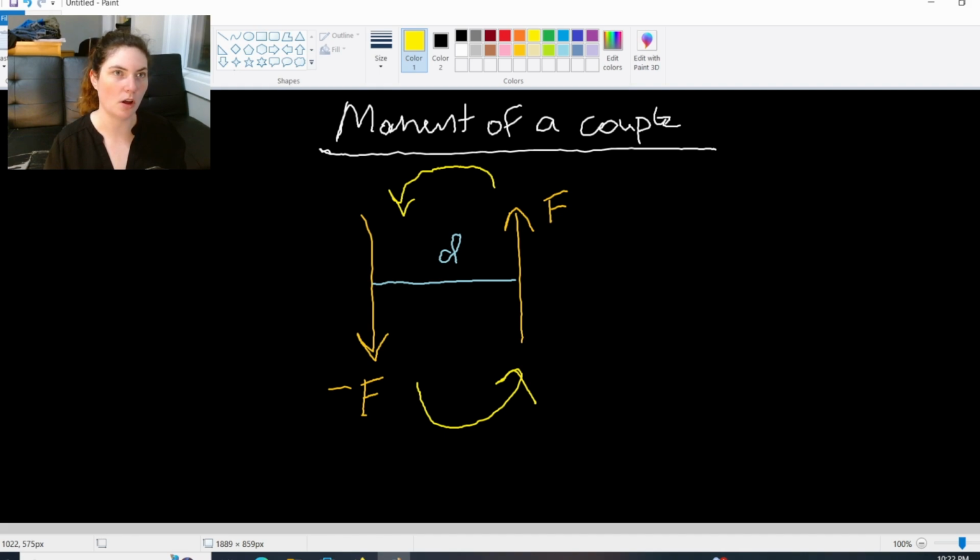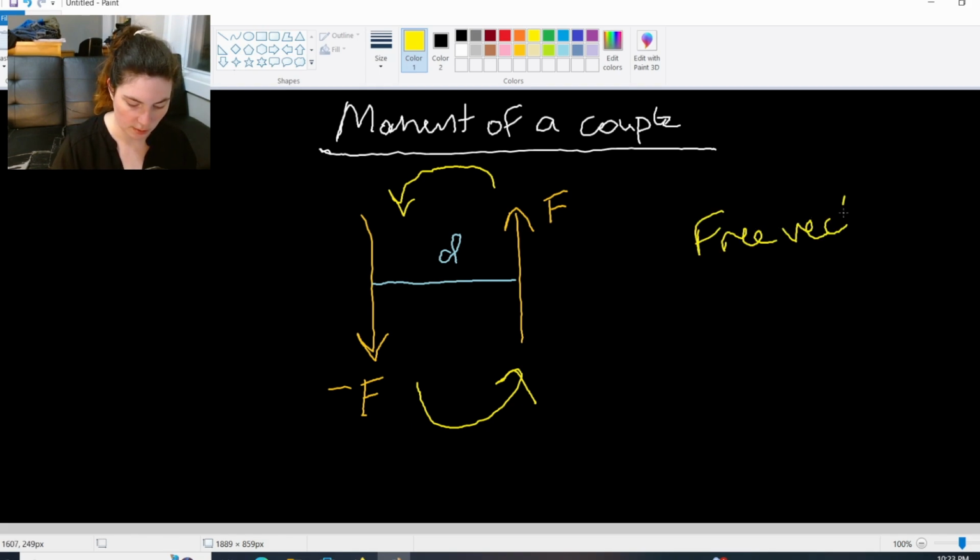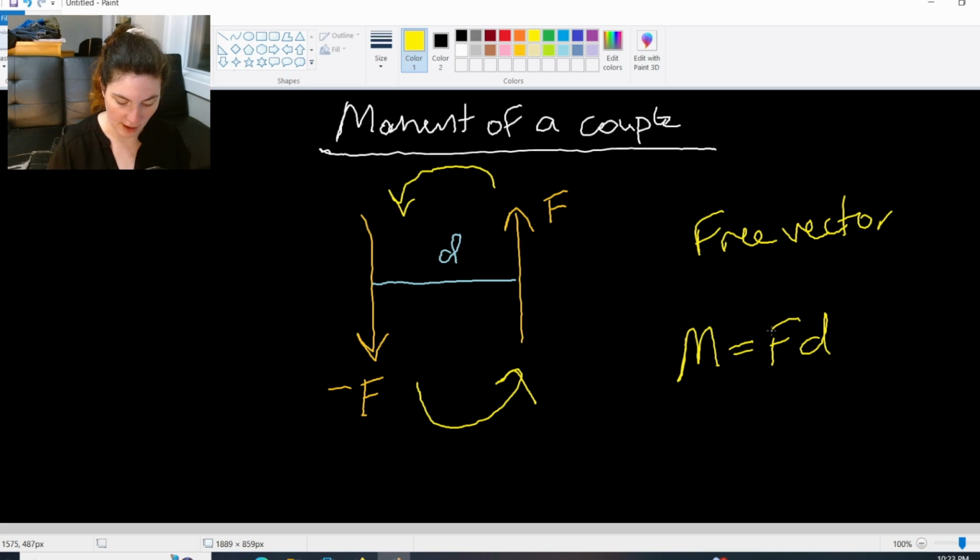We occasionally call this the moment of a couple, and it is a free vector, meaning that it has the same value if you apply it at any point. If you were to take this pair and apply it at any point, the moment would still be F times d. It doesn't matter where you're taking the moment. The moment will always be F times d for a moment couple.